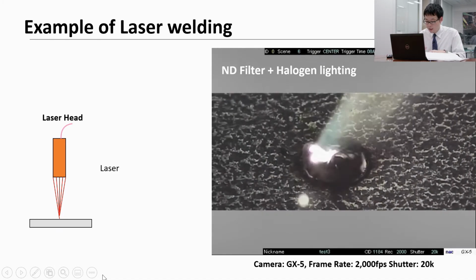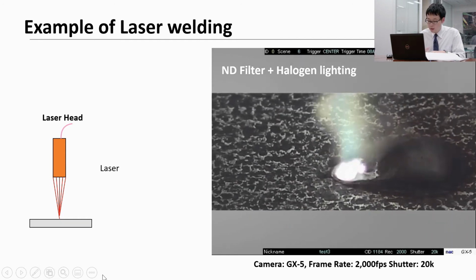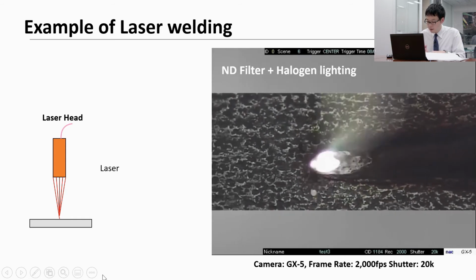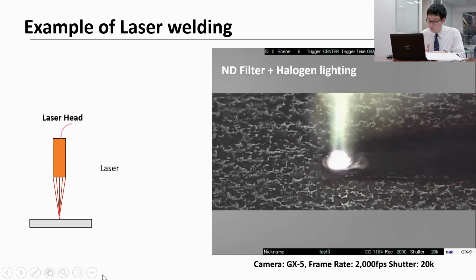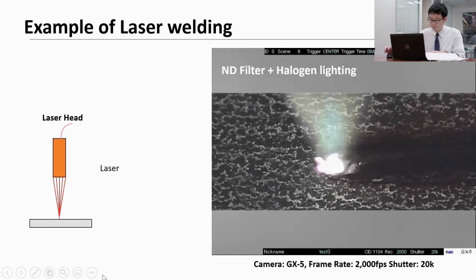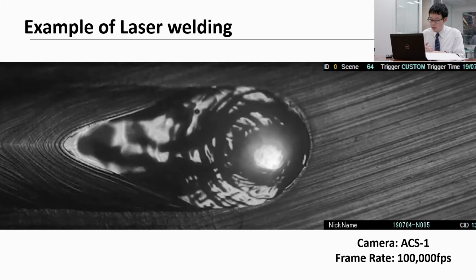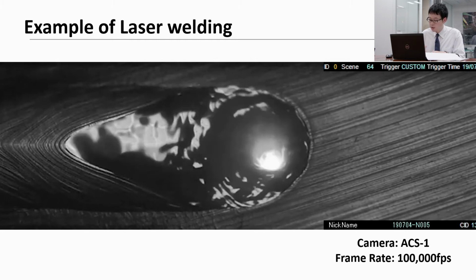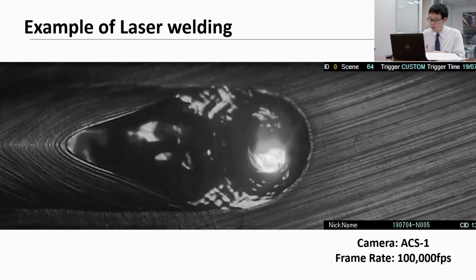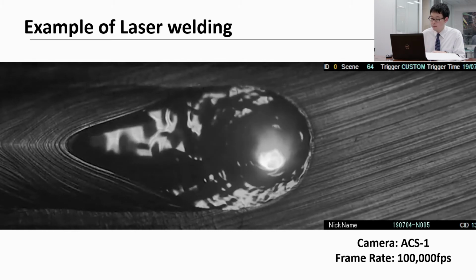Laser welding has the advantage that it can weld deeper. Laser welding has low heat influence and low deformation from welding. On the other hand, safety management is required for laser light, and laser welding equipment is high cost. About this image, we shot laser welding at 100,000 frames per sec with ACS1. In laser welding, we are sometimes required to shoot at a high frame rate, like this image.